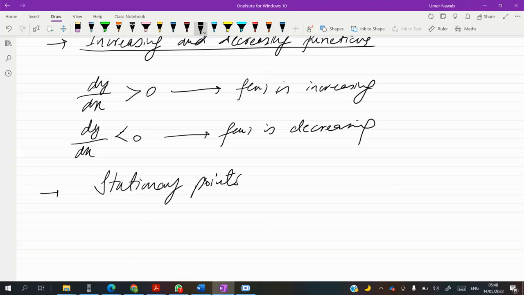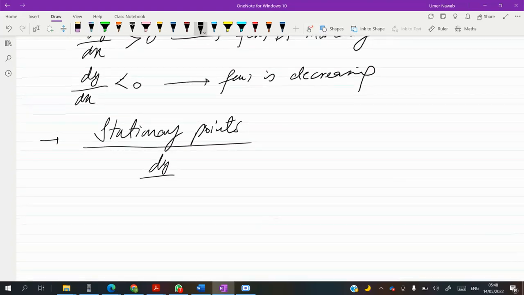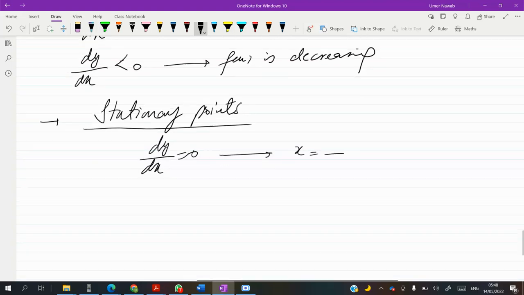Stationary points or turning points: when dy by dx is equal to 0, you get the value of x. That value of x is the x coordinate of the stationary point. But how can I say which point is maximum or minimum?